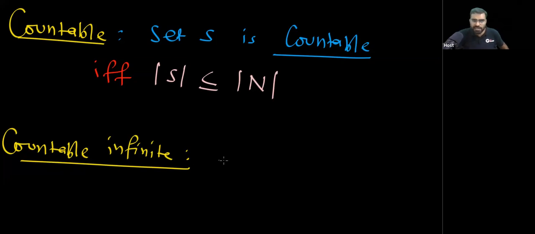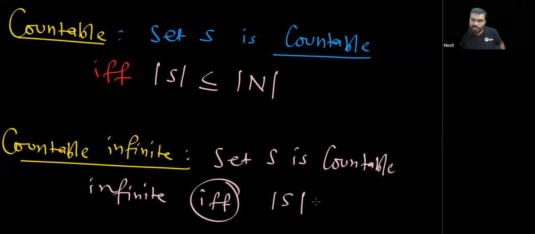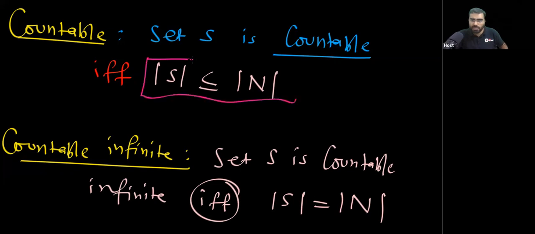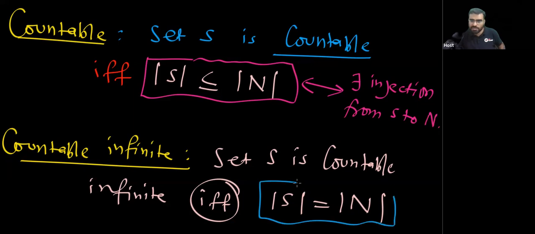Yes or no? And when can I say S is countable infinite? If and only if set S cardinality is equal to set N cardinality. Now remember this point, that this means there exists an injection from S to N. This means there exists a bijection from S to N. Is this clear? So this is the simple idea.